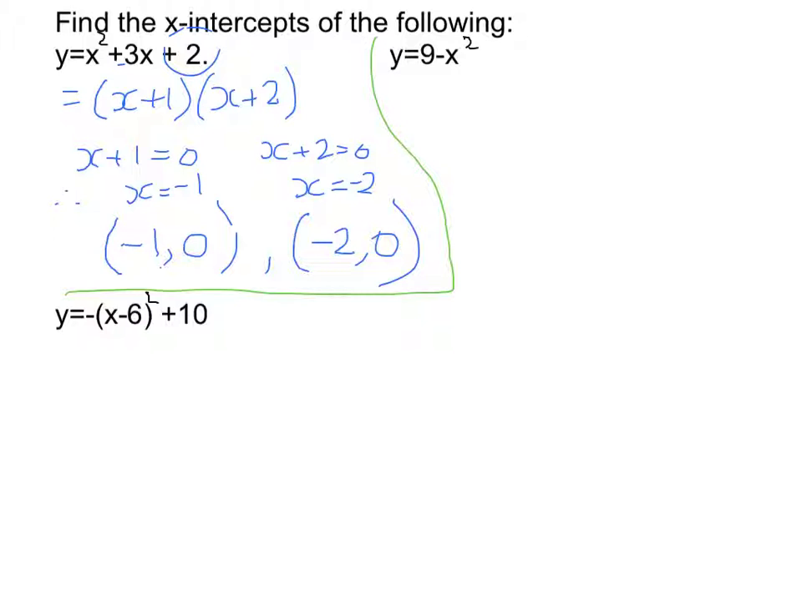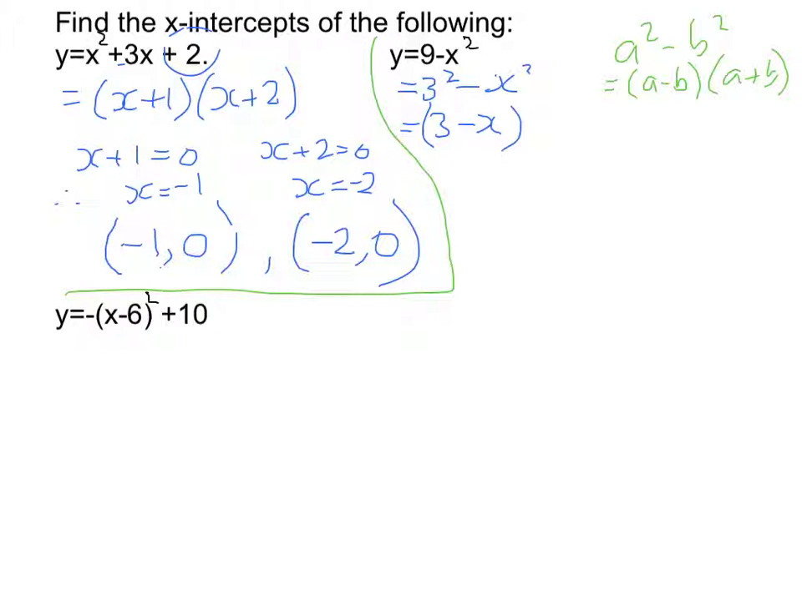For the second one, we also need to factorise this, and this looks like it'll be a difference of 2 squares. 3 squared take away x squared. Now if you remember the rule for a difference of 2 squares, if we have a squared take away b squared, to factorise that, it's equal to a take away b and a plus b. So we can apply that little rule to our equation. So we'll have 3 take away x and 3 plus x.